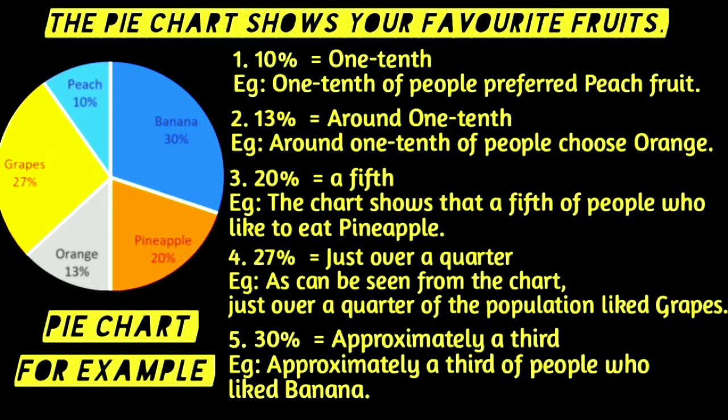And the last term is 30%. It can also be an approximate term of 33%, so you can write it as approximately a third. But you can choose anything like almost, nearly, around and so on. Let's see an example of this: approximately a third of people like bananas.